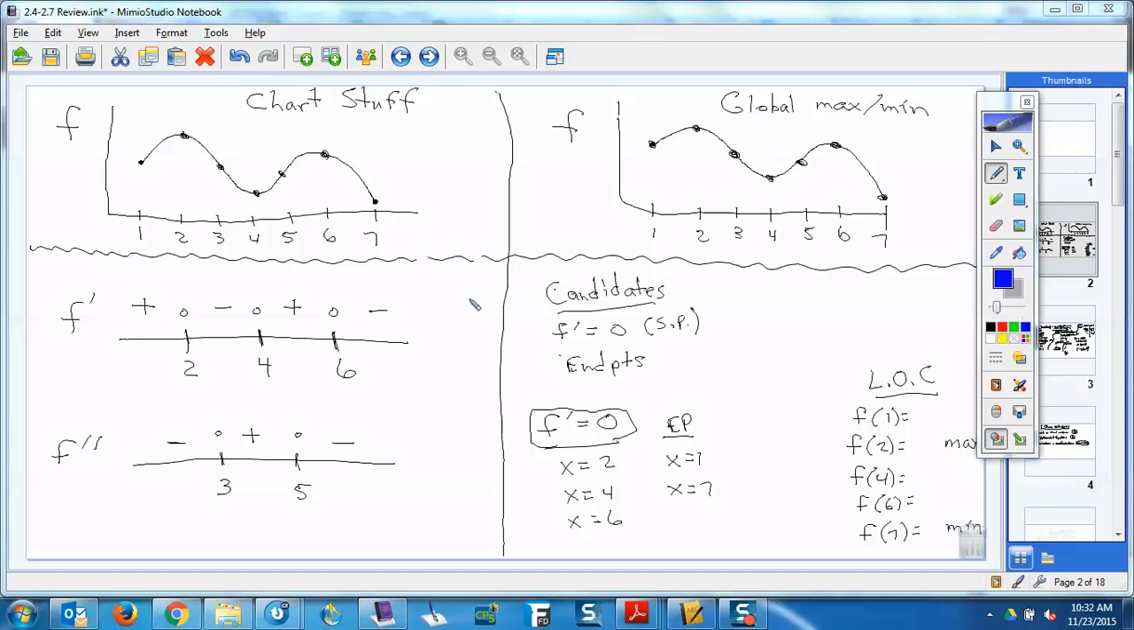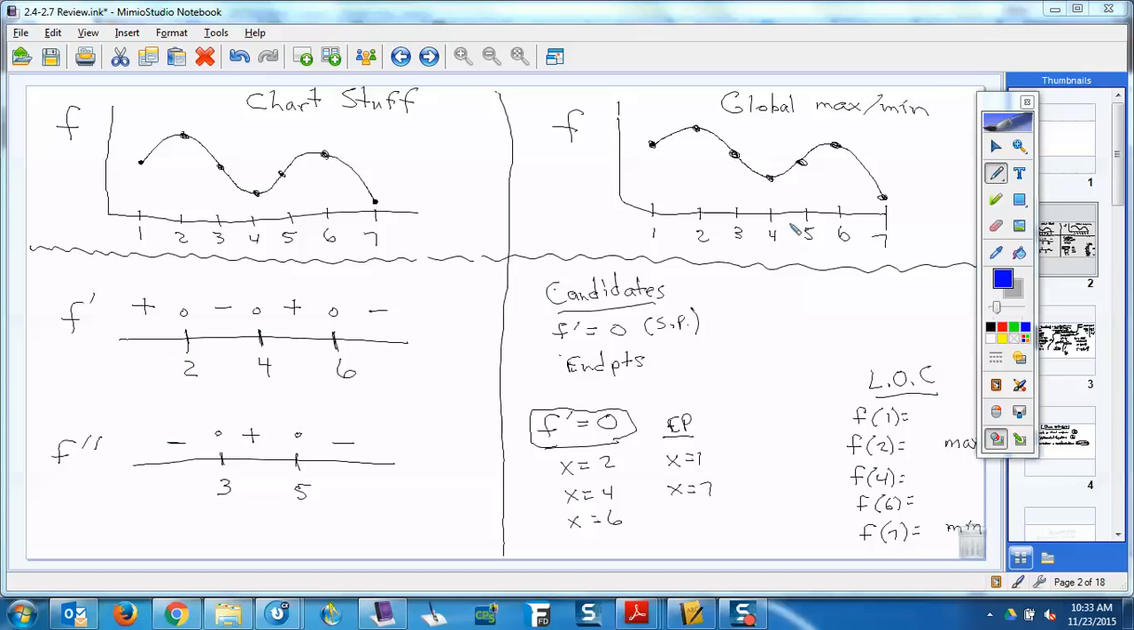Now, local max min, any increasing, decreasing, anything from the chart, we're doing number lines. We're setting it equal to 0, putting those numbers on the number line, picking numbers in between, plugging those into F prime and F double prime to get our chart information, which tells us everything we need. Local max min's on there, inflection points are on there, it's all there. Okay? Global max min is different.